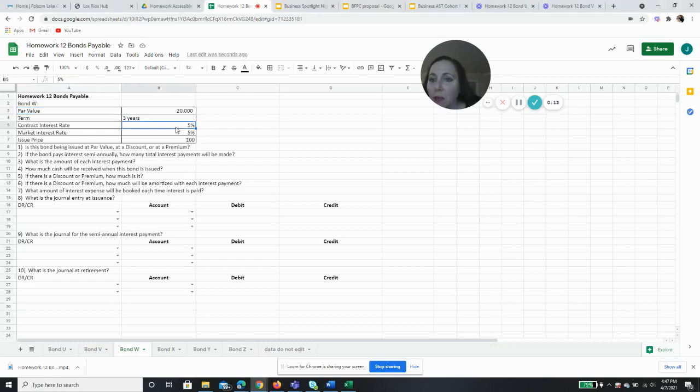Well, my contract rate is equal to my market rate. That's a pretty good indication that this bond will be issued at par value. But I'm going to check by checking the issue price. And the issue price is exactly 100%, which confirms that this bond is being issued at par value.